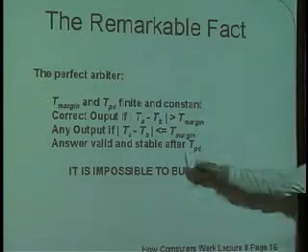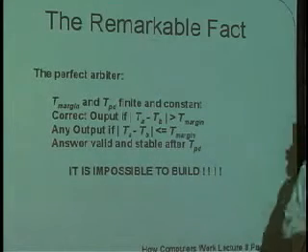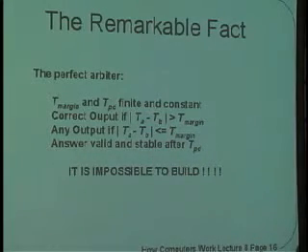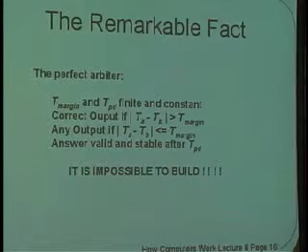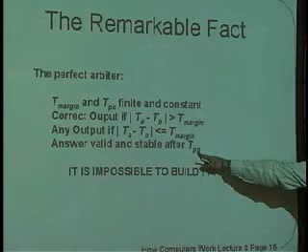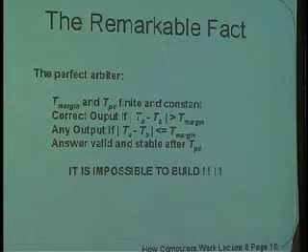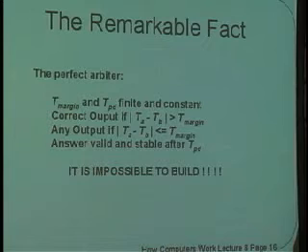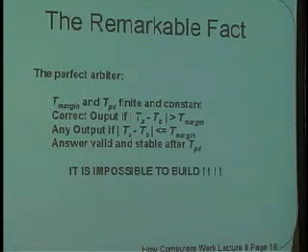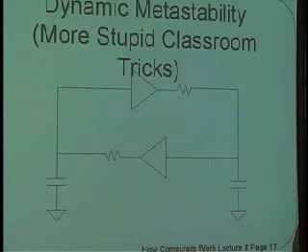It's okay for it to give any output if we're less than or equal to the margin, but we also insist that the arbitration take a finite amount of time, t sub pd. And guess what? It turns out that, as far as we know, it is impossible to build an arbiter like this. Okay? Which is an amazing fact.